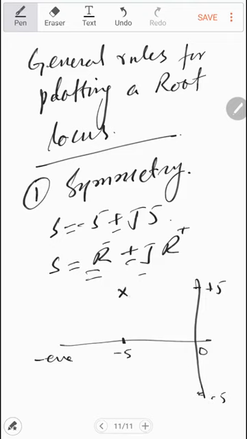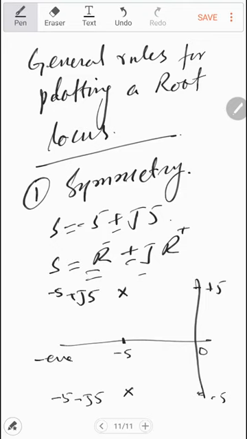Minus 5. So one pole is located over here and the other one is located over here. So this is minus 5 plus j5, and this one is equal to minus 5 minus j5. So this is called symmetry.